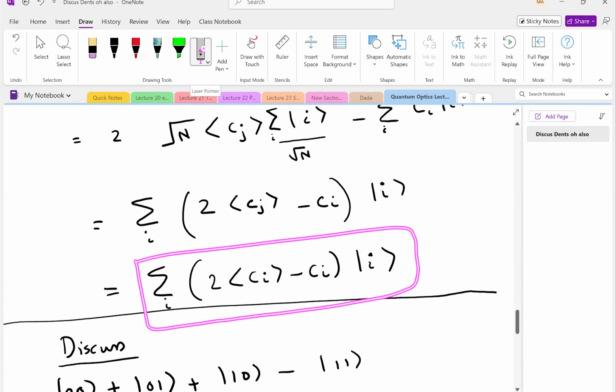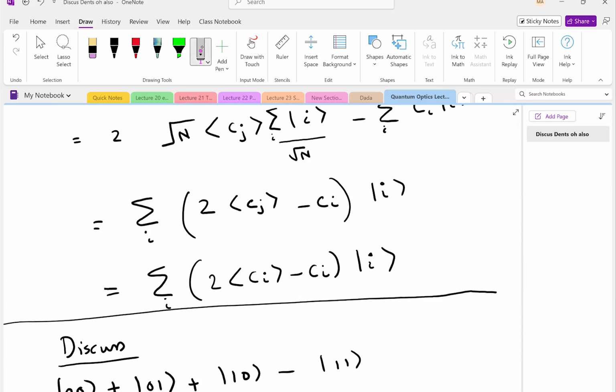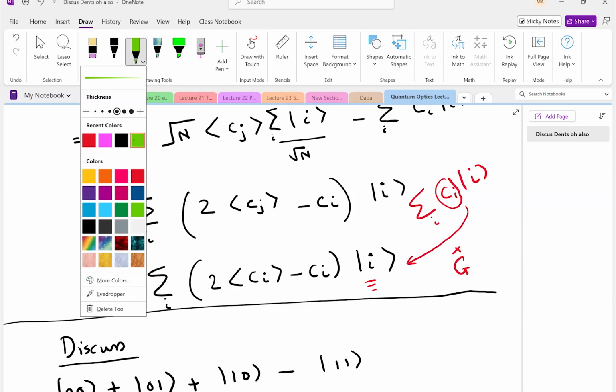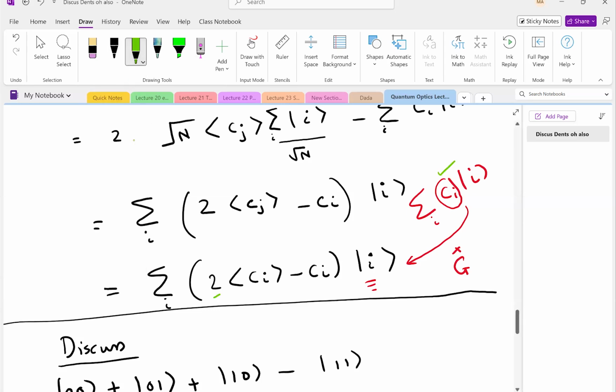Now, this is really interesting because the input state was the sum over i of Ci ket i. This is my input state. My output state after passing through the Grover iterator is the same basis states, but the amplitudes have now changed. The amplitudes instead of Ci are now twice the average of Ci minus Ci.